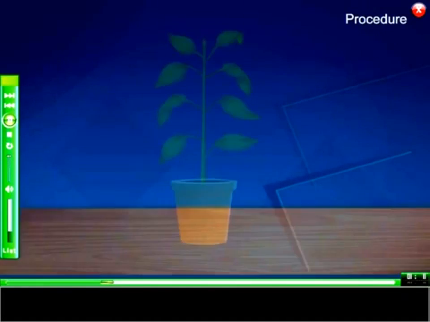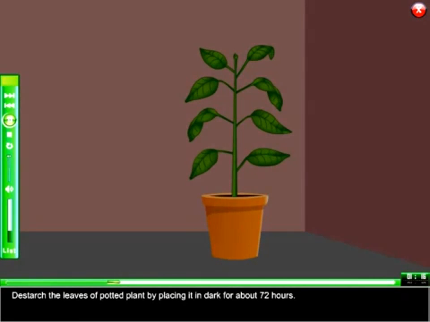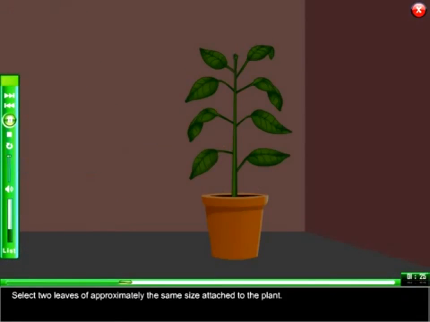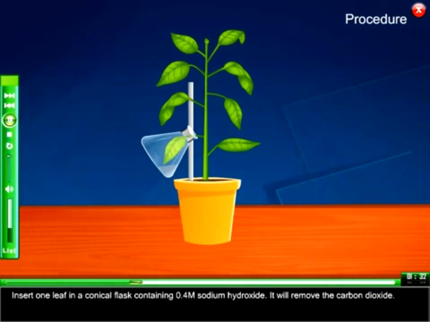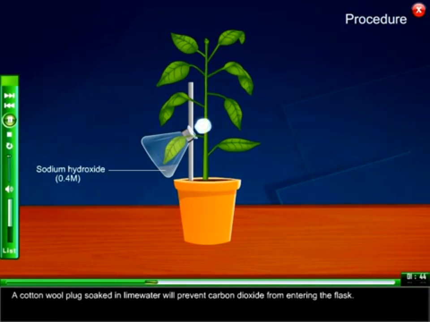Procedure: destarch the leaves of a potted plant by placing it in the dark for about 72 hours. After 72 hours, select 2 leaves of approximately the same size attached to the plant. Insert 1 leaf in a conical flask containing 0.4 molar sodium hydroxide. It will remove the carbon dioxide. A cotton wool plug soaked in lime water will prevent carbon dioxide from entering the flask.